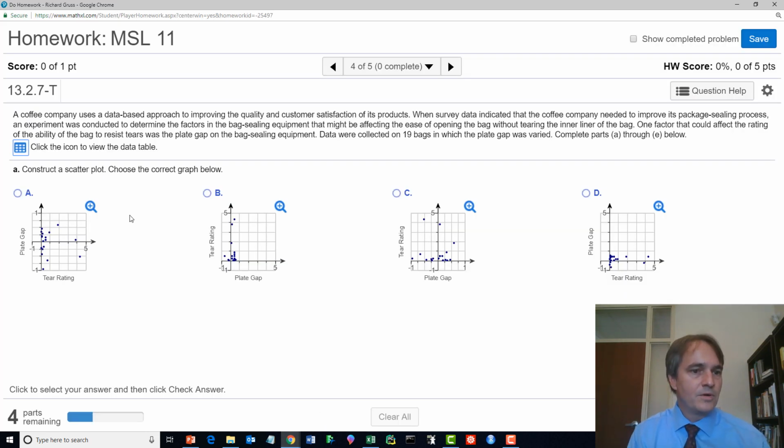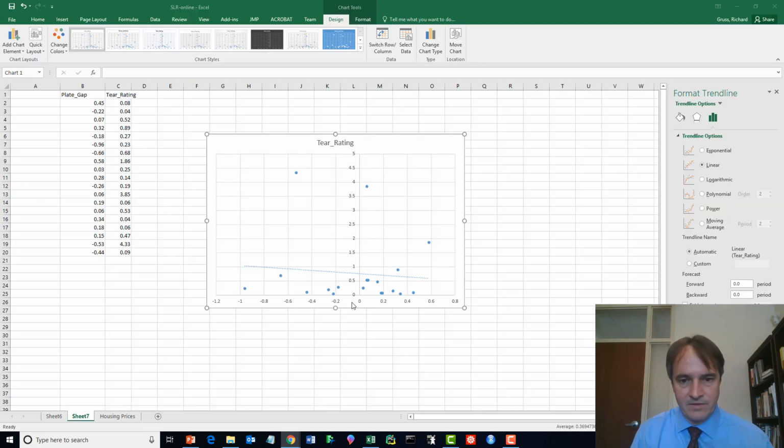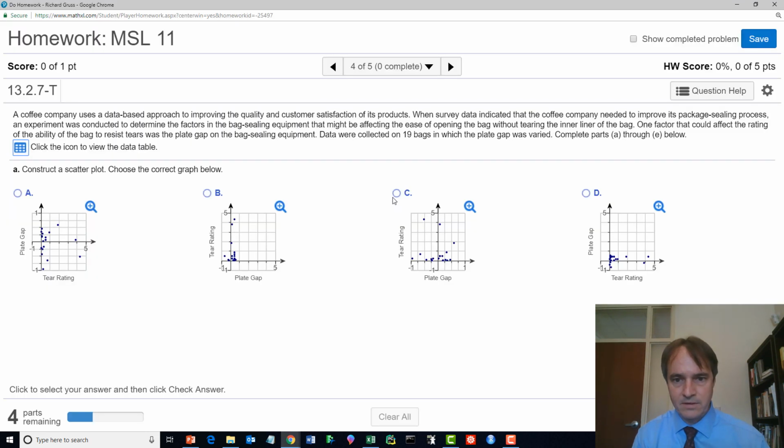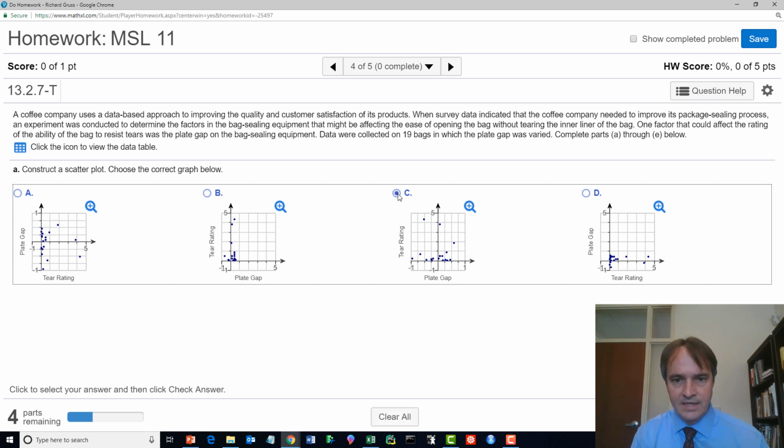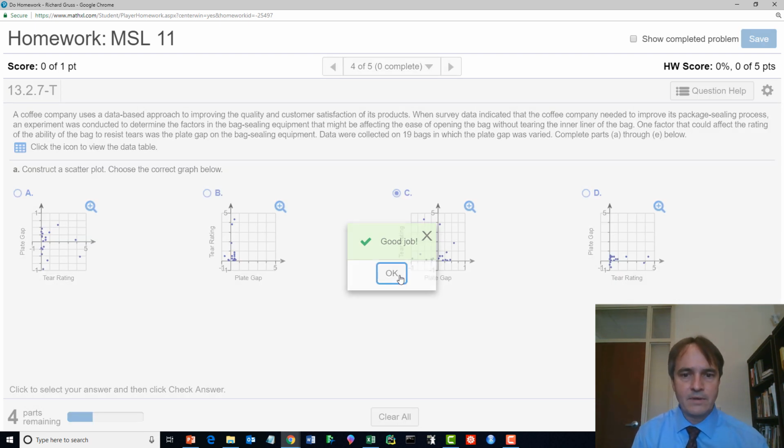Okay, so choose the correct plot. So if I look back here, it looks like we had mostly negative values, a lot of clustering down here, a couple of outliers up here. It looks like this one, C. Now everyone's going to look different. Mine happens to look like this, so okay.